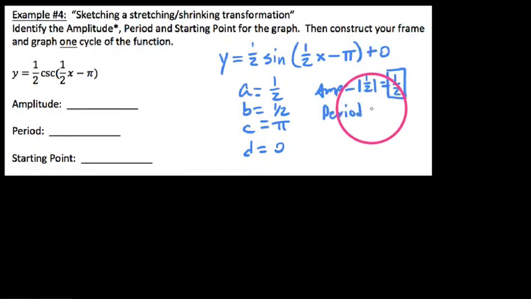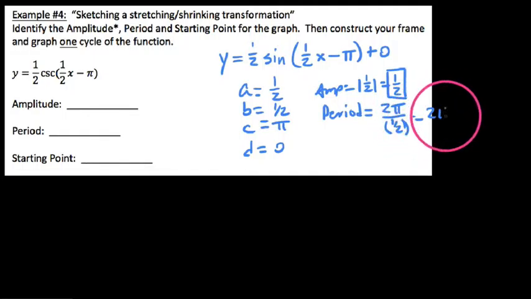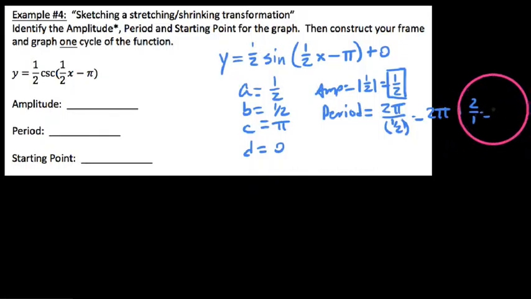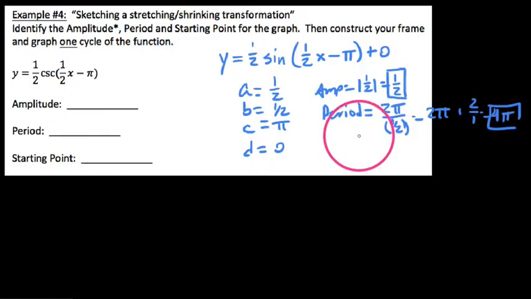So the period is 2 pi over b, with respect to sine and cosine and their reciprocals. So 2 pi over b, and our b value is a half. Now the interesting thing is, of course, when you divide by a fraction, we have to multiply by the reciprocal. So we're going to say 2 pi times 2 over 1, which of course would just be double this. So we say 4 pi. I'm going to put a box around this. This is the length of our frame.